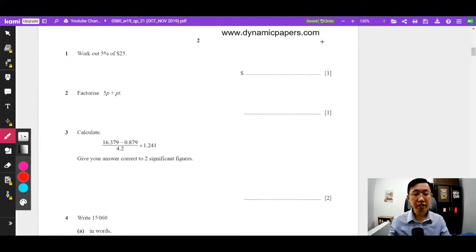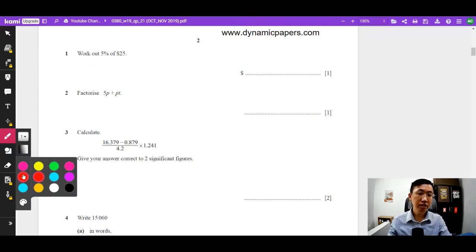Okay, so I'm looking at this question, work out 5% of $25. I want you to observe two things right here. You need to see how I use the calculator as well as the working. When I see a 1 mark question, it means you actually don't have to do the working, but I am still going to do it so that you understand.